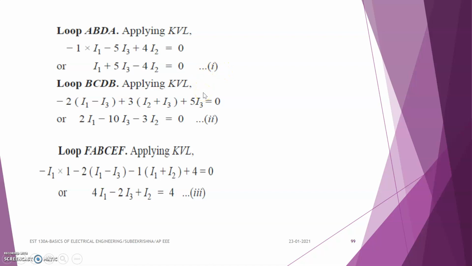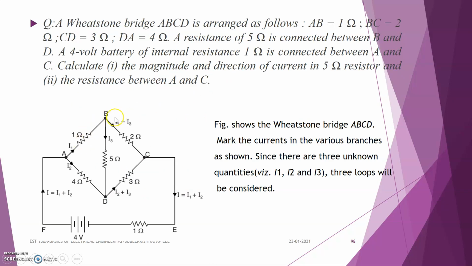And for the second loop, that is BCDB, in a similar way we analyze this circuit. First we go from B to C. From B to C we see a 2 ohm resistor, and the current flowing through it is I1 minus I3. The voltage drop occurs here; we are going in this direction and the current is also flowing in the same direction. So we take this as negative: minus 2 into I1 minus I3 is the voltage drop in this resistor.